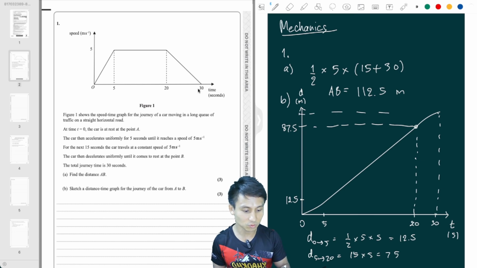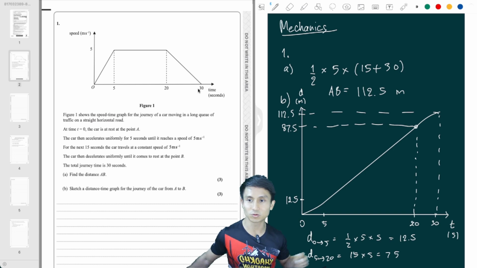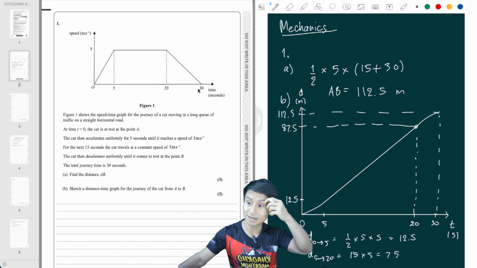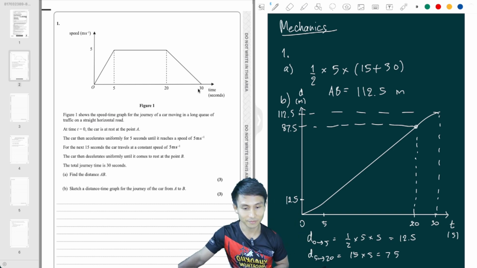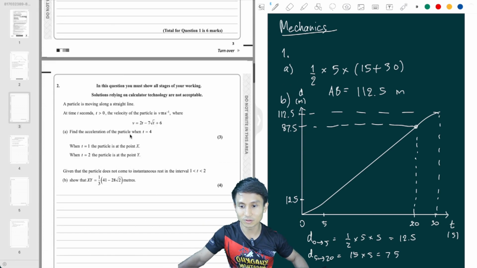And of course, that should be our 112.5 distance traveled. Okay, and that's done. That's the entire curve. Done for B. And done for number 1. Let's go to number 2.